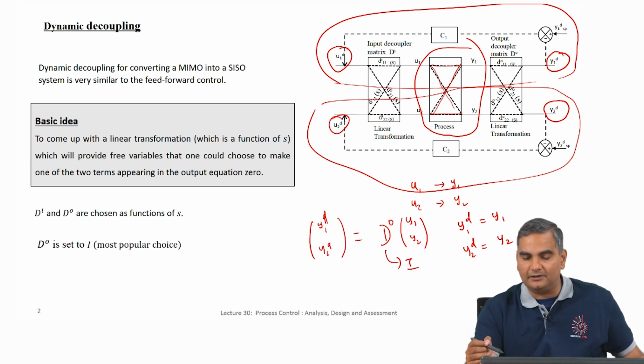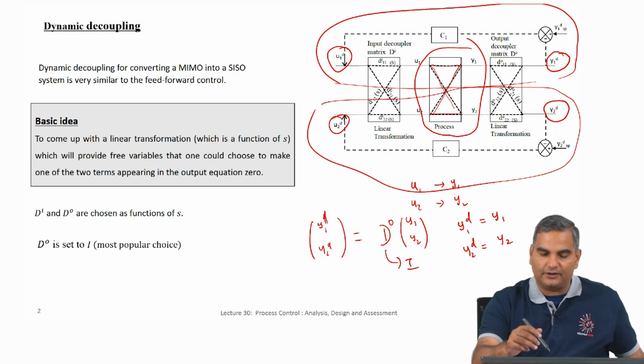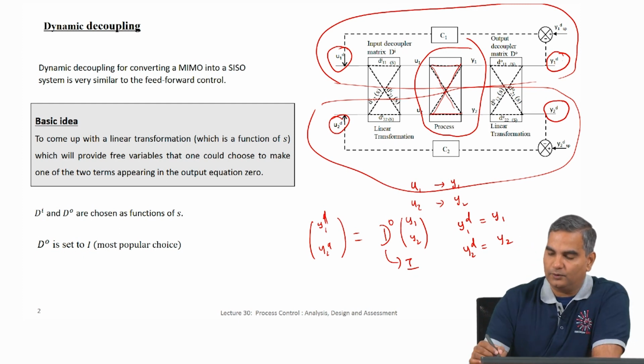That basically means, can we decouple these inputs in such a way that y1 decoupled is not a function of u2 decoupled, and y2 decoupled is not a function of u1 decoupled? So, that is the basic idea. Again, let me repeat, y1 decoupled is y1, y2 decoupled is y2.